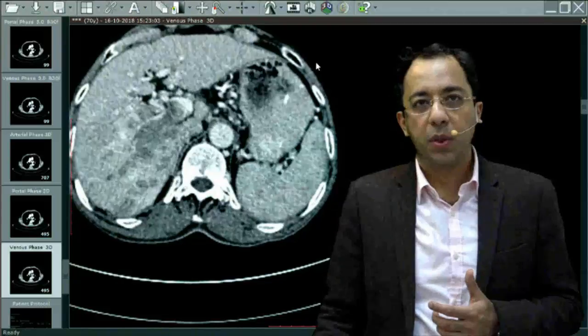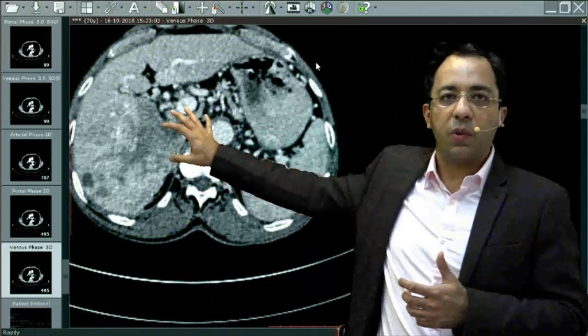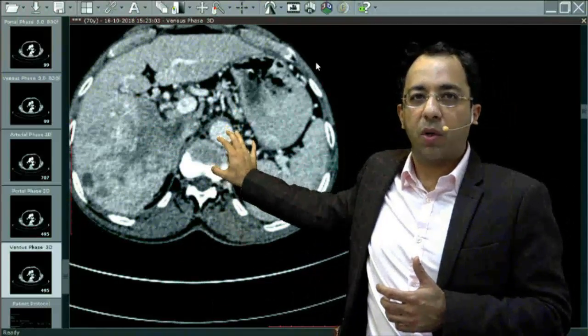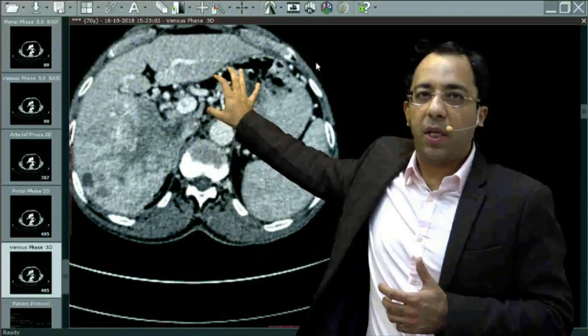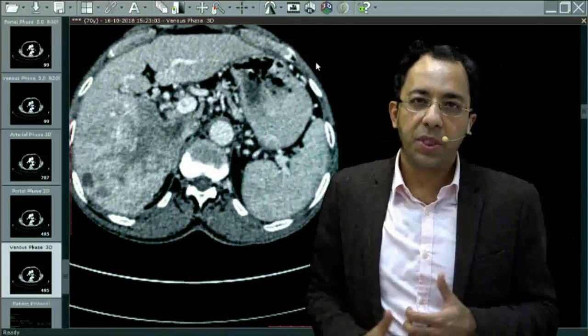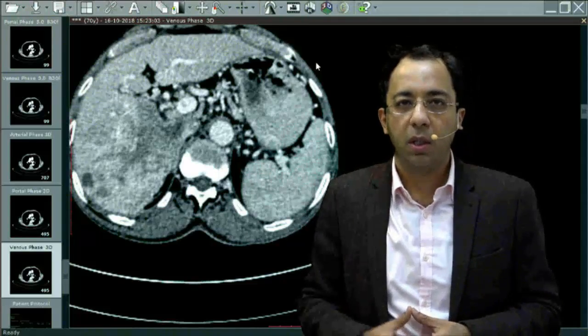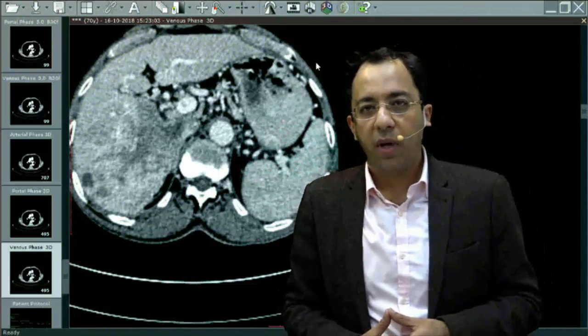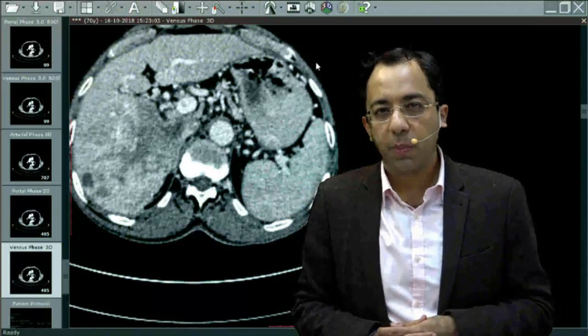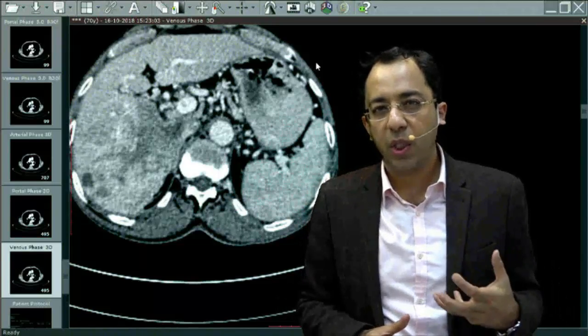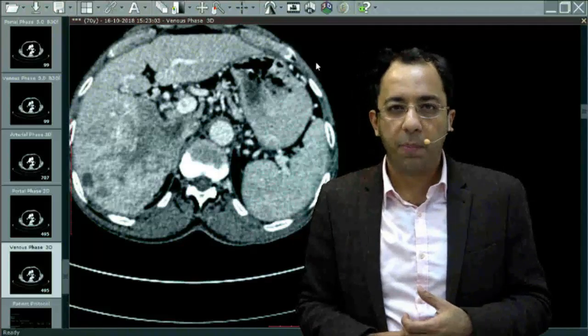Okay, and now let me show you the collateral. Now this is what we saw in the image before also. You can see a lot of collaterals here. So this entire area that looked very busy on a plain scan was because of collaterals, which is easily appreciable on a contrast study. So the value of contrast enhancement is that it made the lesion easier to detect.